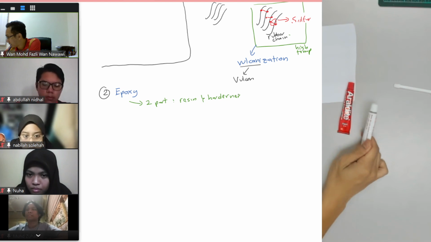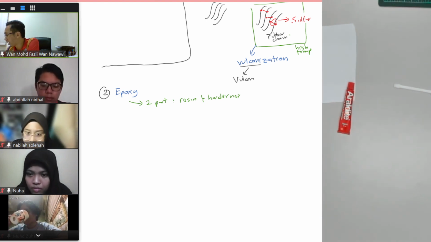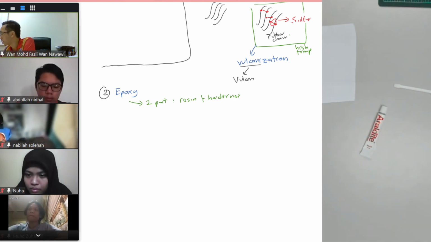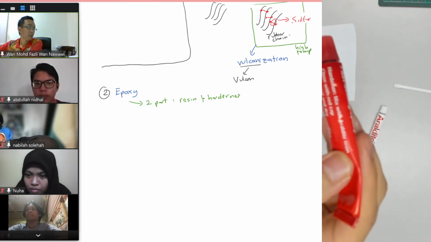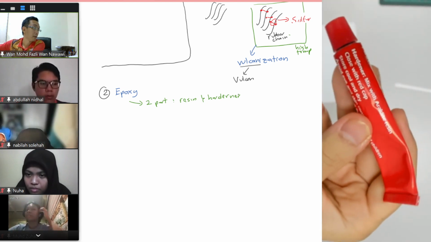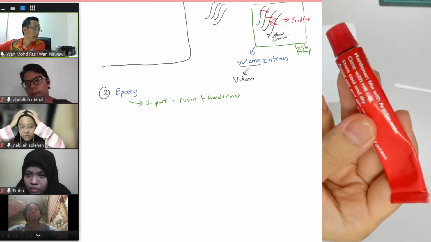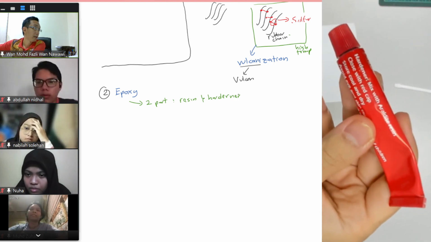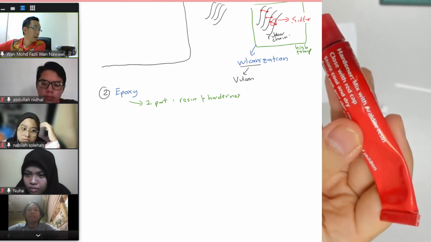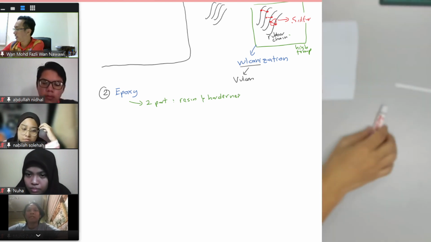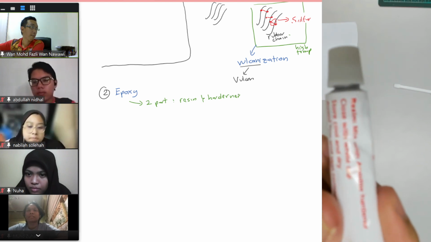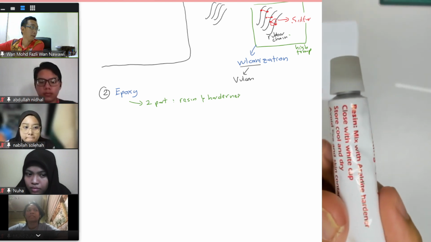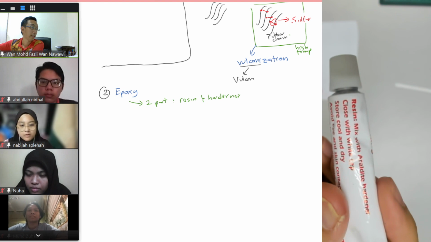I don't know which one is resin, which one is hardener. Okay, so the red one is hardener. You can see here they call it hardener, right? I'm using the webcam, not the camera. Hardener. Okay, hardener, and this is what we call resin. So normally when you have epoxy, you have resin.